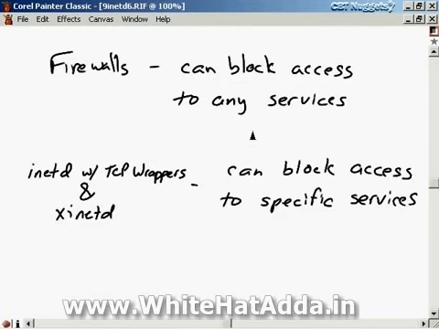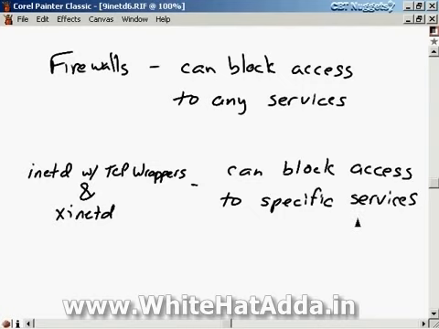Now there are other things that you can use to block access to services. One of them is called inetd with TCP wrappers, and another one is called xinetd. This is just an extended version of this. Now, before I explain what these are, let me just say that they can block access to select services.